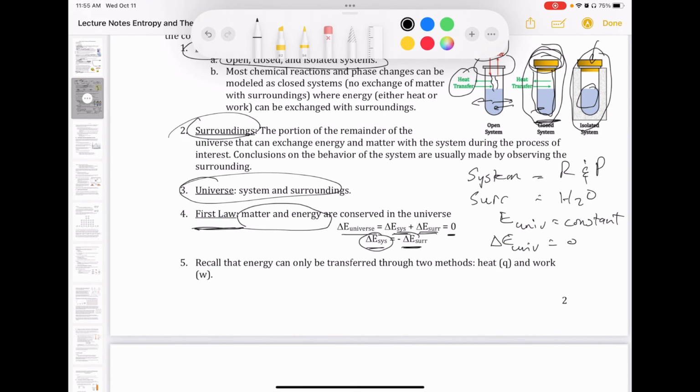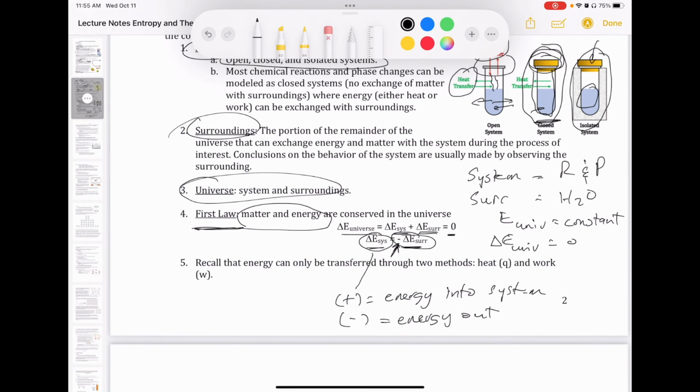This is an important point to emphasize, because what it's saying is that whatever energy flow happens in the system, the opposite happens in the surroundings, and the opposite is signified by the negative symbol. If you recall from Chem 11, when we talk about this, positive means energy is flowing in, and negative means energy is flowing out, right?